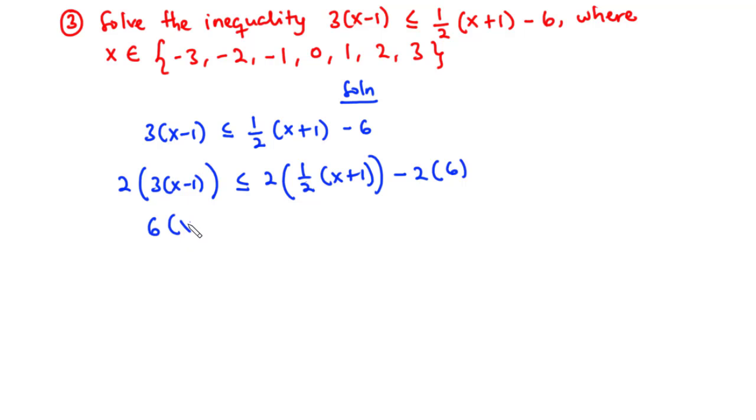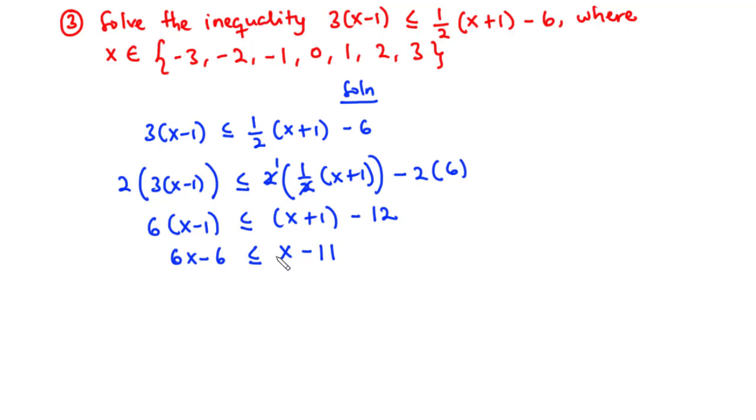So 6 times x minus 1 is less than or equal to 2 cancels out 2. We have 1 times x plus 1, which is the same as x plus 1, minus 2 times 6 is 12. So this becomes 6x minus 6 is less than or equal to x. Now 1 minus 12 is negative 11.